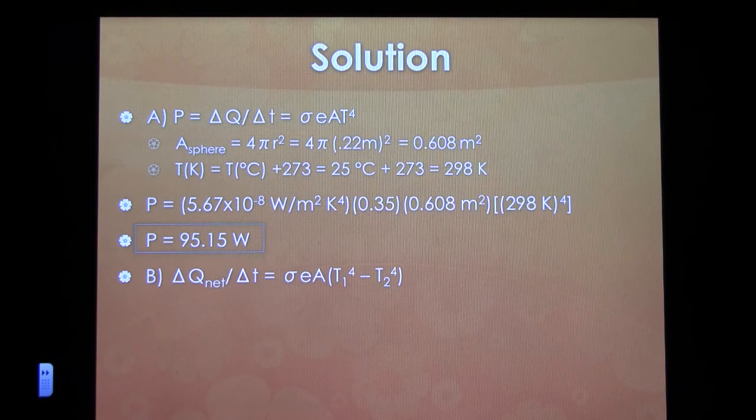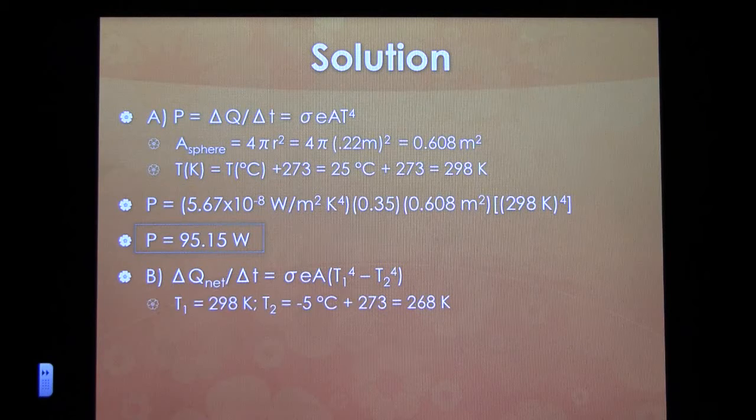Part B, we're looking for the net rate of radiation. And so we have sigma and E and A, which are the same from before. And now in parentheses, we have T1 to the fourth minus T2 to the fourth. Well, we already know what T1 is. It's the 298 Kelvin from Part A. T2 is the walls of the room, which are kept at -5 degrees Celsius. Needing to convert that to Kelvin, we add 273, and the temperature 2 comes out to be 268 Kelvin.